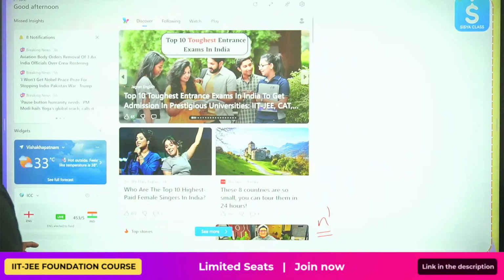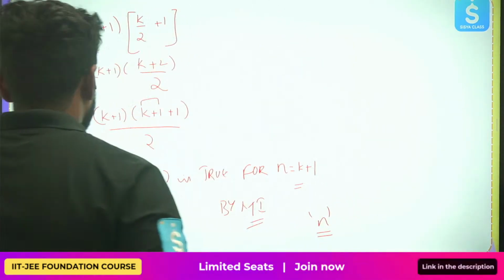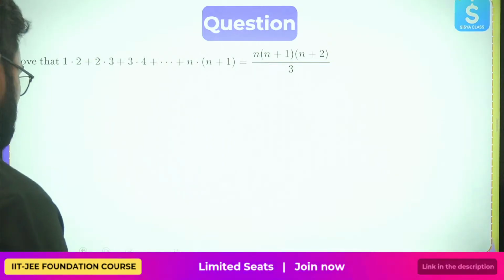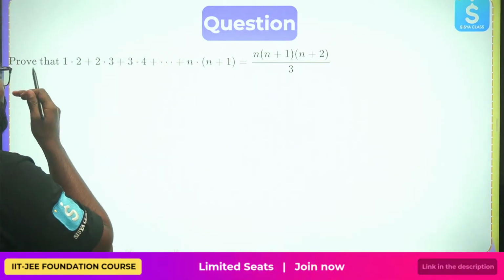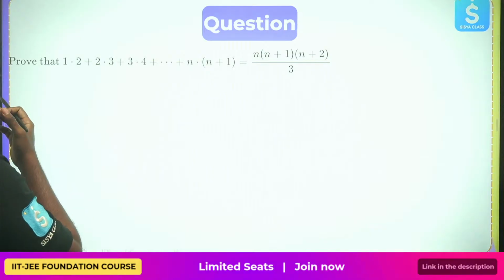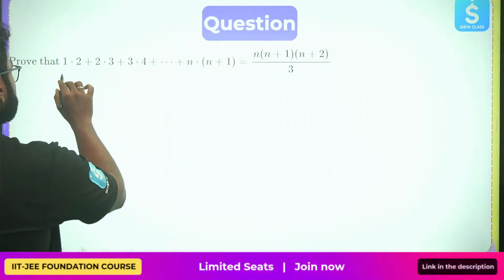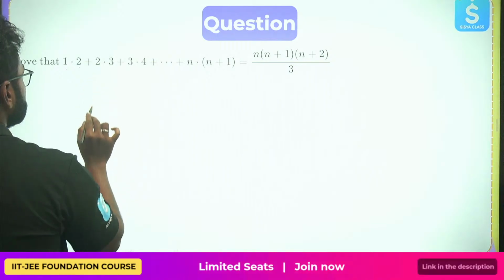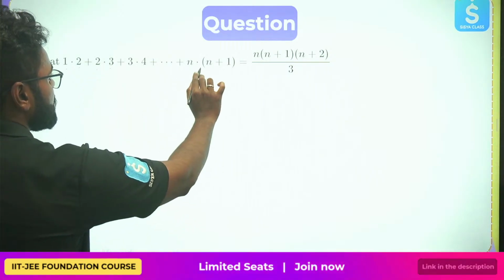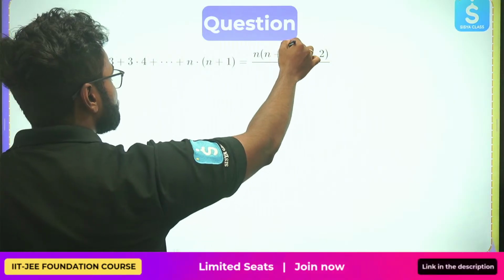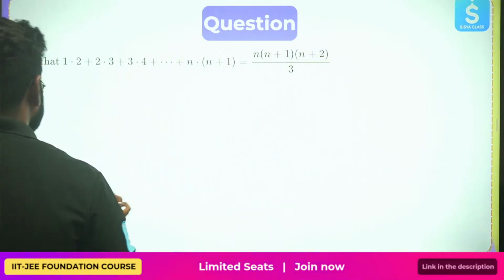Okay, let's continue. Next is 1 into 2 plus 2 into 3 plus 3 into 4 plus, and so on. If you see what is in this form, what is the form? N into n plus 1, right? If this is n, this is n plus 1. So on into n plus 1. The sum of these terms is given as n into n plus 1 into n plus 2 by 3.